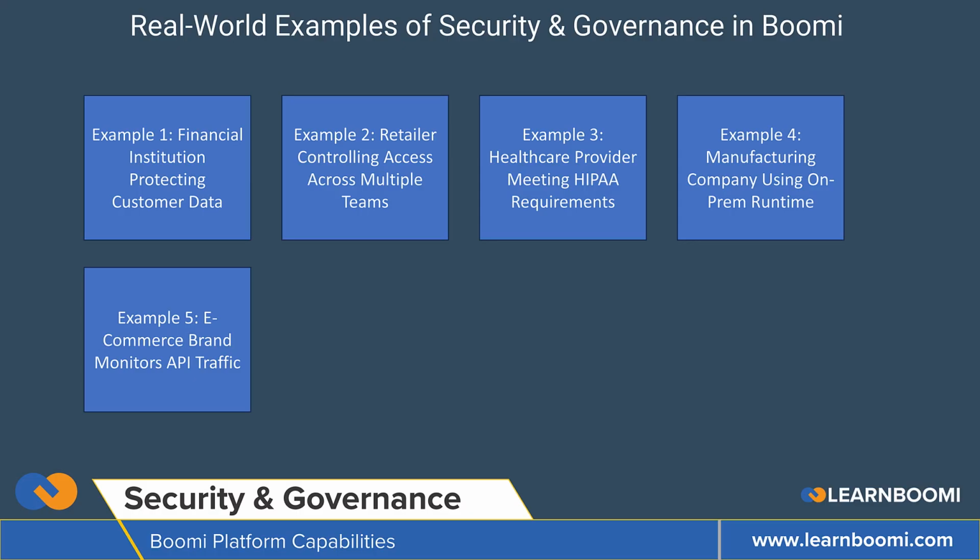Next example is an e-commerce brand that monitors API traffic. Their mobile app and website call Boomi APIs for inventory, price, and order. The Boomi API gateway secures the endpoints, applies rate limits, and shows the API usage chart. This prevents misuse and overloading of the APIs.